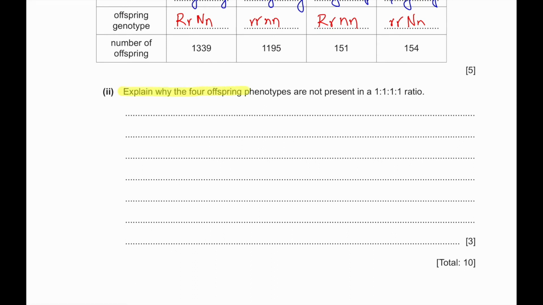Explain why the four offspring phenotypes are not present in a 1:1:1:1 ratio. Now the reason why we don't have a 1:1:1:1 ratio is that the two genes have autosomal linkage, so there is no random assortment. A large number of parental type offspring, and recombinants are only due to crossing over during meiosis.